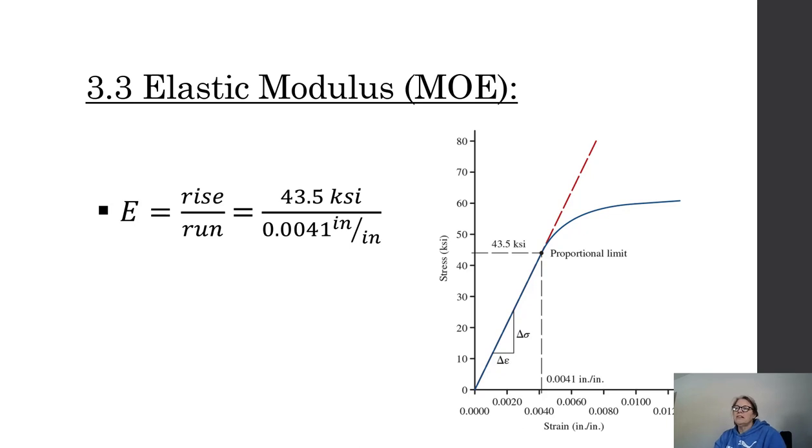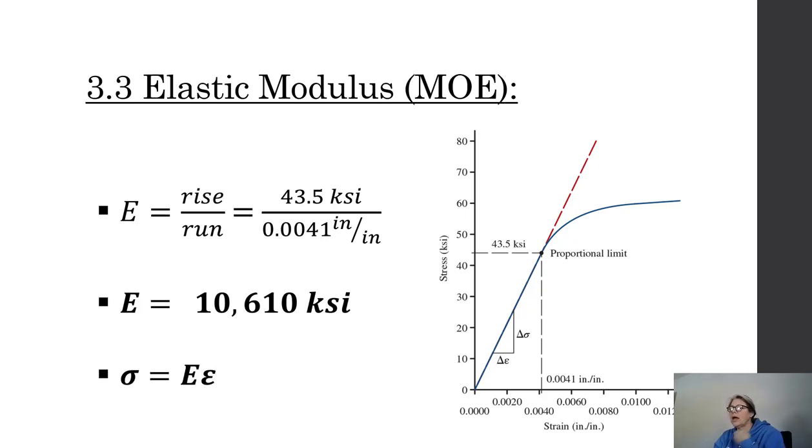In this case, the slope would be if we went up to 43.5 and then came over to 0.041, the modulus of elasticity is 10,610 KSI. Because our units are stress in KSI and strain, which is unitless, even though we put inch per inch on there, our units on our modulus are KSI. It's the same units that we have for stress.